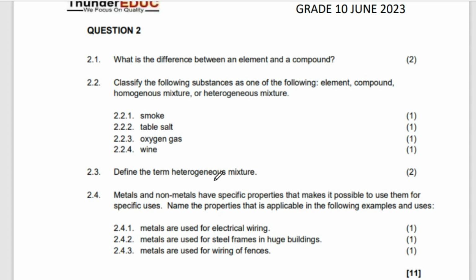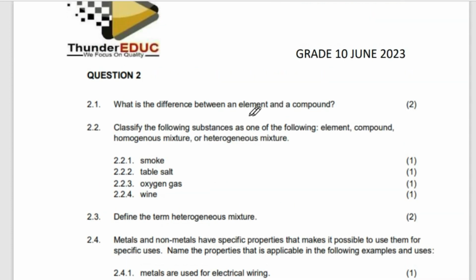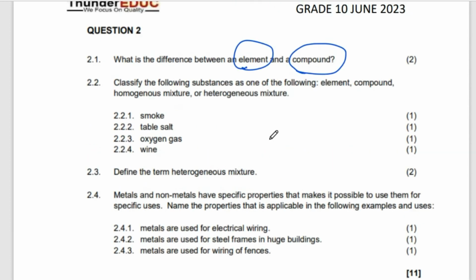Then let's go to the next question. What's the difference between elements and compounds? You have to know the definition of elements as I explained, and the definition for compounds. I'm just highlighting what is most likely to come, but I'm not going to go through these definitions because I want to minimize the time. So what is an element and what's a compound? Compounds are made up of elements, but elements are not made up of compounds. Basically, compounds are bigger than elements.